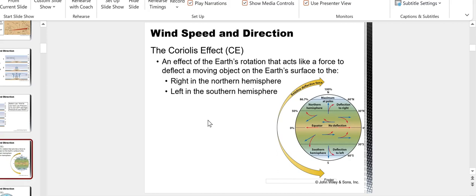And for that reason, anything that moves on the earth, for example, like the ocean and winds, they're going to be deflected because the earth is not a static thing. The earth is always moving. So it just means that winds that are going to be in the northern hemisphere are going to deflect a little bit to the right, and winds that are in the southern hemisphere are going to deflect a little bit to the left.